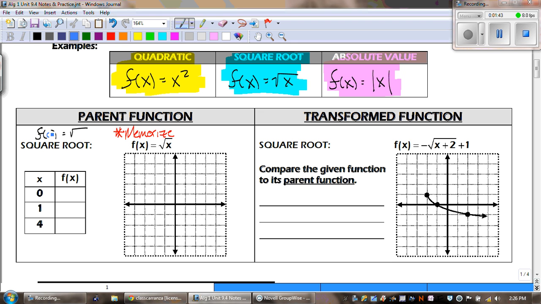So remember, you'd be plugging in f of 0. So what's the square root of 0? Well, the square root of 0 is 0. Then we would do the square root of 1. The square root of 1 is 1. The square root of 4. The square root of 4 is 2. Okay? And I think this part is already filled out, where we start off at 0, 0, 1, 1, and then 4, 2. So our graph looks like that.